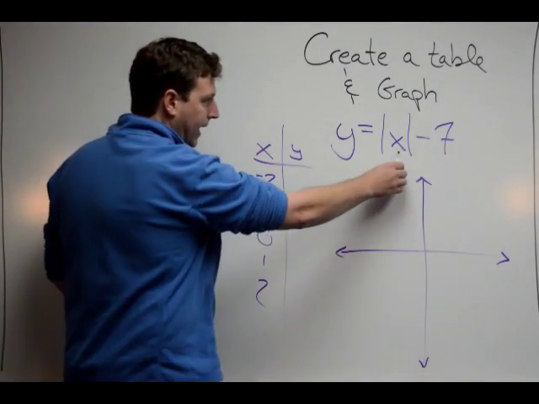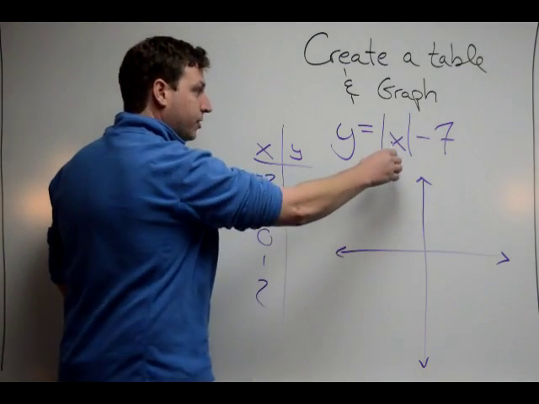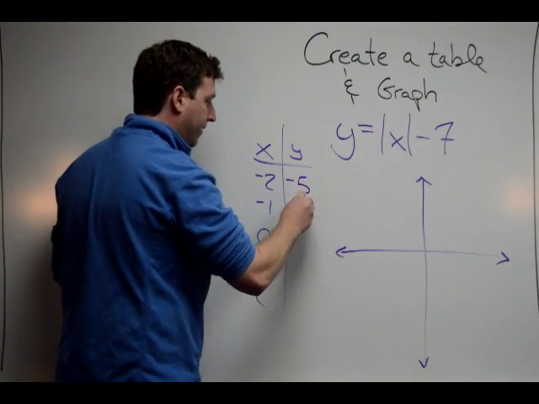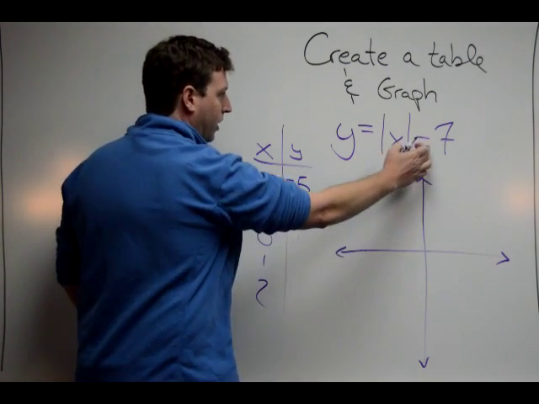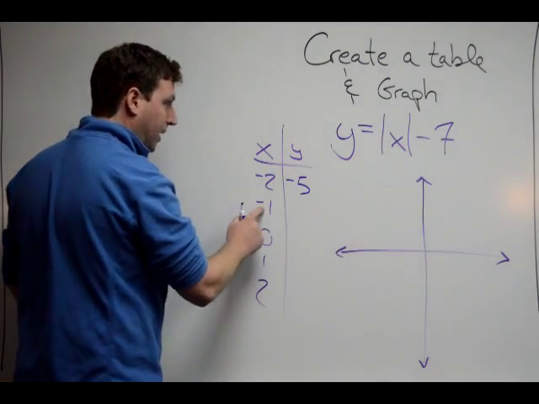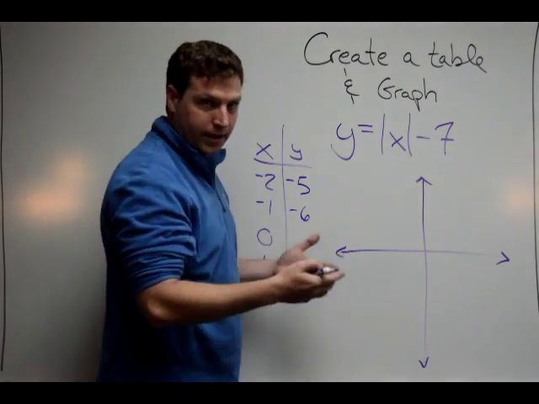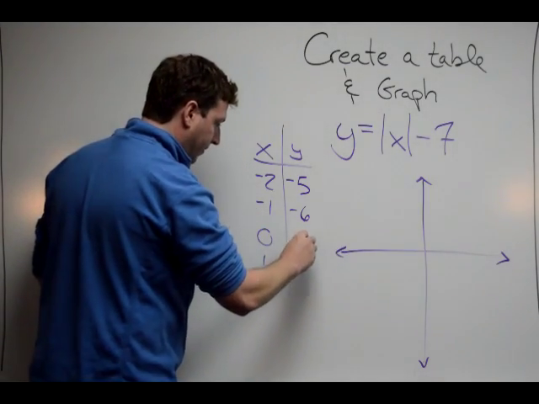So as I plug in negative 2 here for x, the absolute value of negative 2 is going to be 2 minus 7. I end up with a negative 5. The absolute value of negative 1 minus 7 is going to be a positive 1 minus 7. I end up with negative 6. The absolute value of 0 is 0. It's 0 minus 7. I get a negative 7.